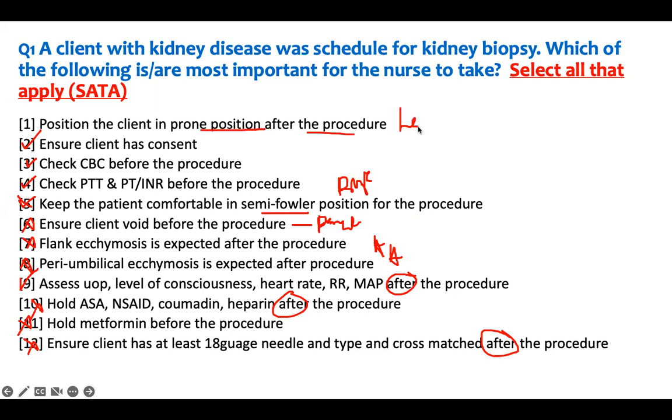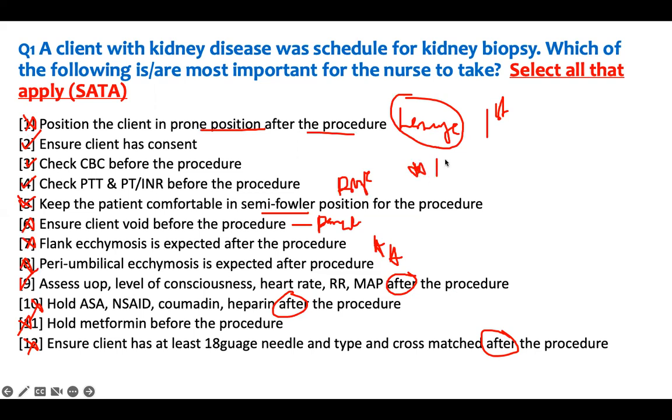This is hemorrhage. This is a B-sharp moment. If you see a patient who has kidney biopsy and you have them in a prone position after the procedure, you have to see this patient first. You have to see them. So this is bleeding.